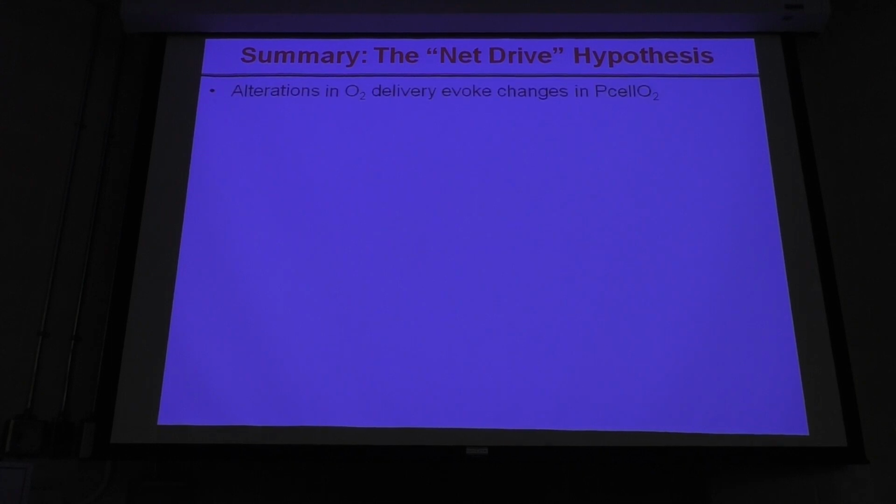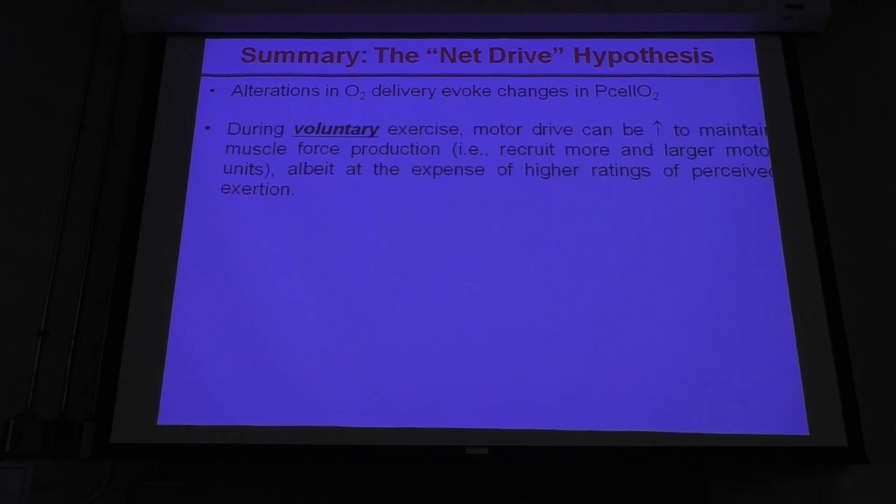So, alterations in oxygen delivery evoke changes in intracellular PO2. Oxygen delivery goes up, PO2 goes up. Oxygen delivery goes down, PO2 goes down. During voluntary exercise, motor drive can be increased to maintain muscle force production. The nervous system can recruit more and bigger motor units, albeit at the expense of higher ratings of perceived exertion, as we just demonstrated. Granted, his force production went up as I put a greater load on him, but nevertheless, you got the sense of what was happening.